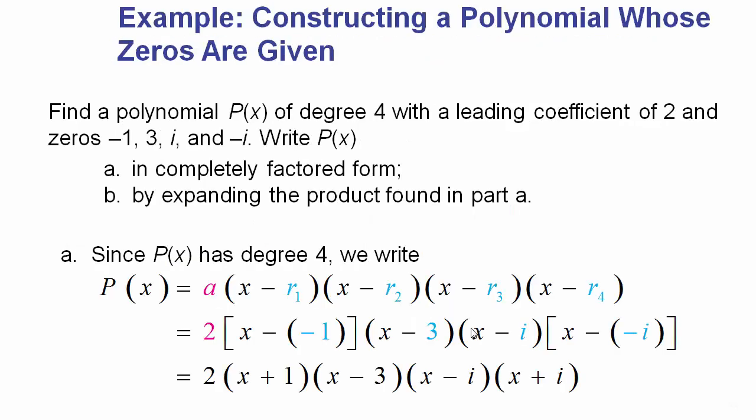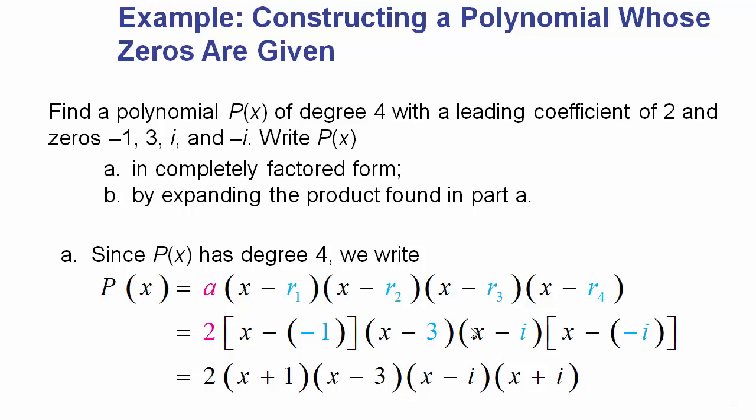Here's another example where, given all this information, we can put it together and figure out what a polynomial looks like based on some of its properties. If we're given a polynomial with degree 4, so we know it's going to have exactly 4 linear terms, we need a leading coefficient of 2, and we want the zeros to be -1, 3, i, and -i.